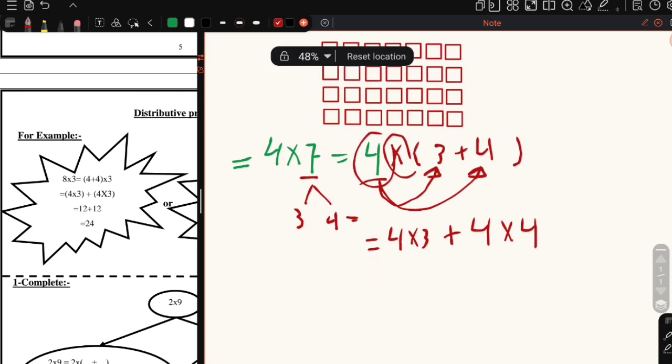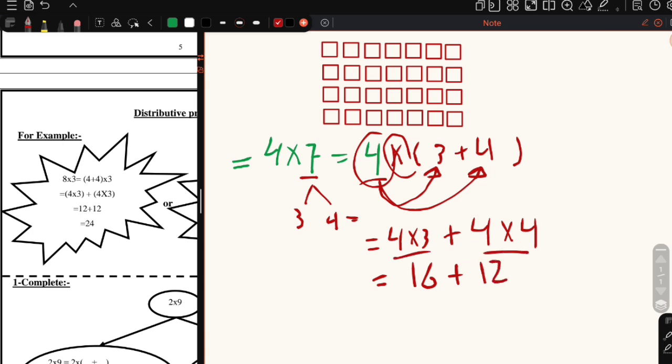4 times 4 equals 16 and 4 times 3 equals 12, and we will add the 2 numbers. 2 plus 6 is 8 and 1 plus 1 is 2, so the result is 28. So with the distributive property, I hold the bigger number and split it into 2 smaller numbers to make it easier to find the product.